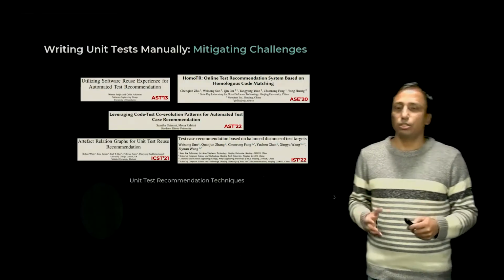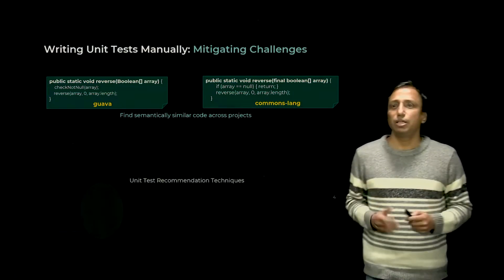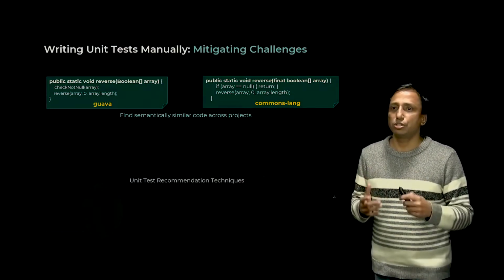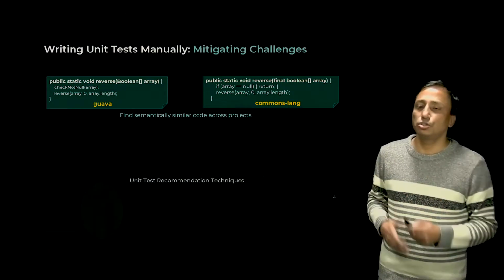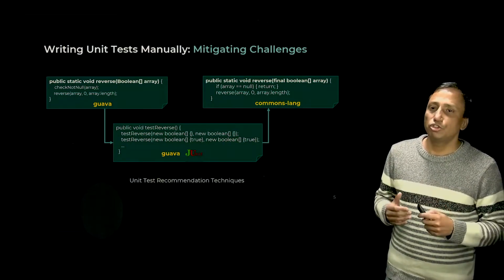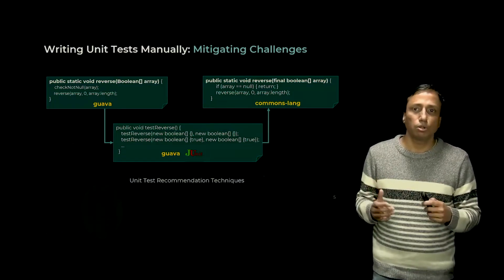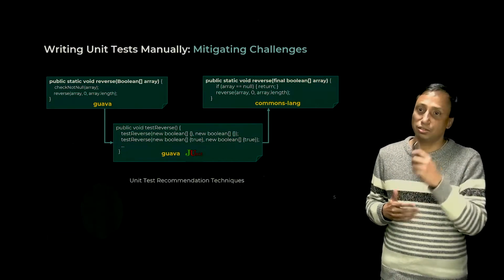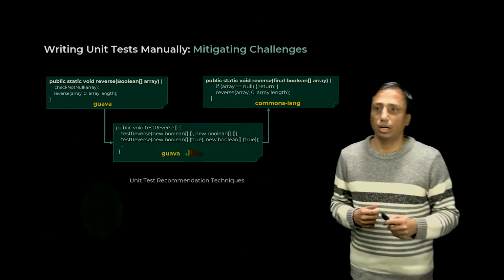And these techniques work on basically the same principle. They first find semantically similar methods across applications, and then they check the availability of unit tests for those methods. And if they find one, then they recommend that test to developers. Researchers have found that these recommended tests are generally useful for developers in writing unit tests for the target system. For example, they can identify potential test inputs or use test inputs and expected outputs from these recommended tests to write tests manually for the target system.